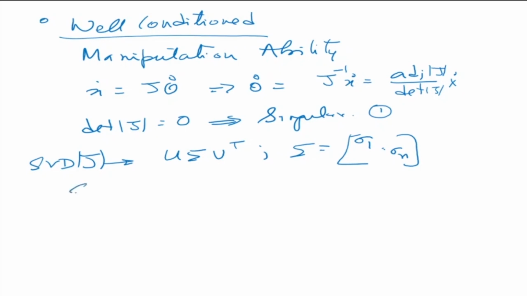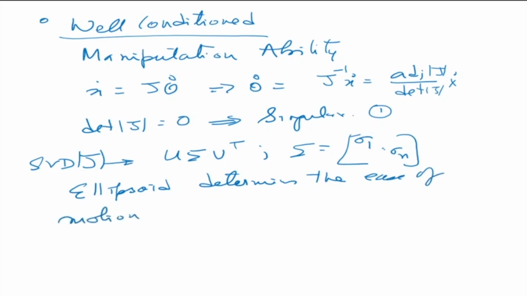Now the ellipsoid in space determines the direction of the ease; it determines the ease of motion in a particular direction. So this is the other point which is very important for us to note, that is, the directions in which the robot can move easily.